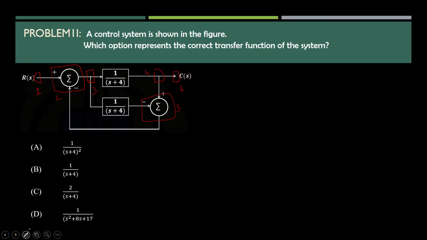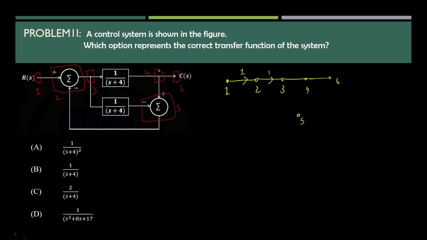So let me draw the signal flow graph now. First node, second node, third node, fourth node, this is the fifth node, and here the sixth node. Let me write the signal flow. From 1 to 2, there is no block. The gain is 1. We can represent the gain as 1. And 2 to 3, there is no block given, so we can represent that gain as 1.